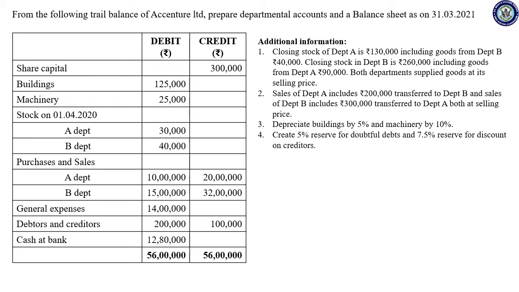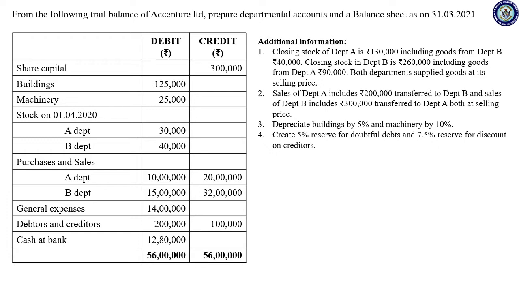Then they are given the opening stock of both the departments, purchases and sales. So debit means purchase, credit means sales. Then they have given the common expenses, that is general expenses, 14 lakh. Debtors and creditors are an asset as well as a liability. Cash at bank is an asset for me.